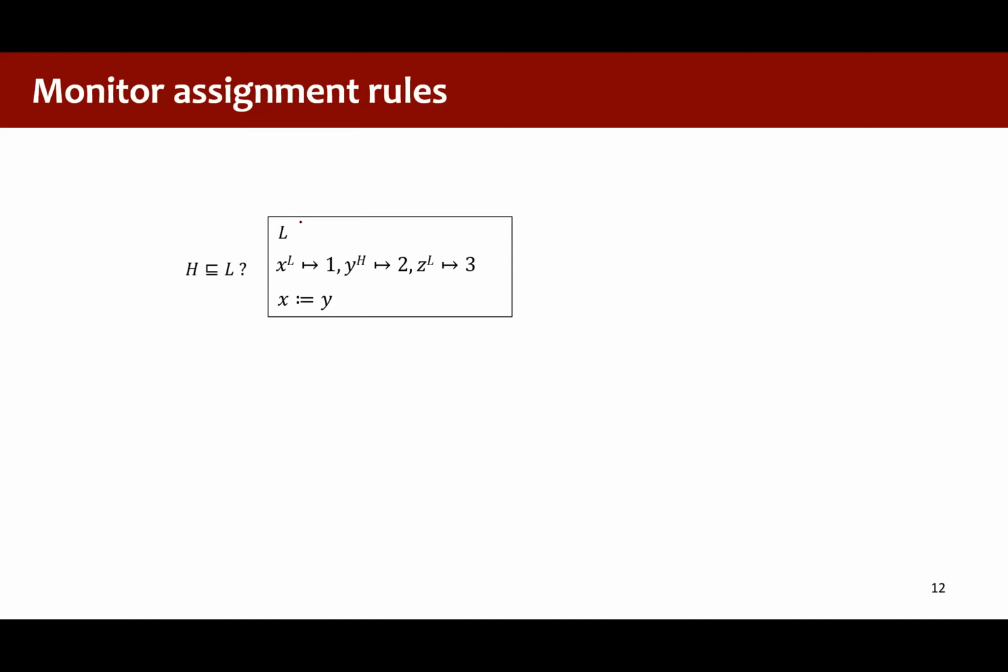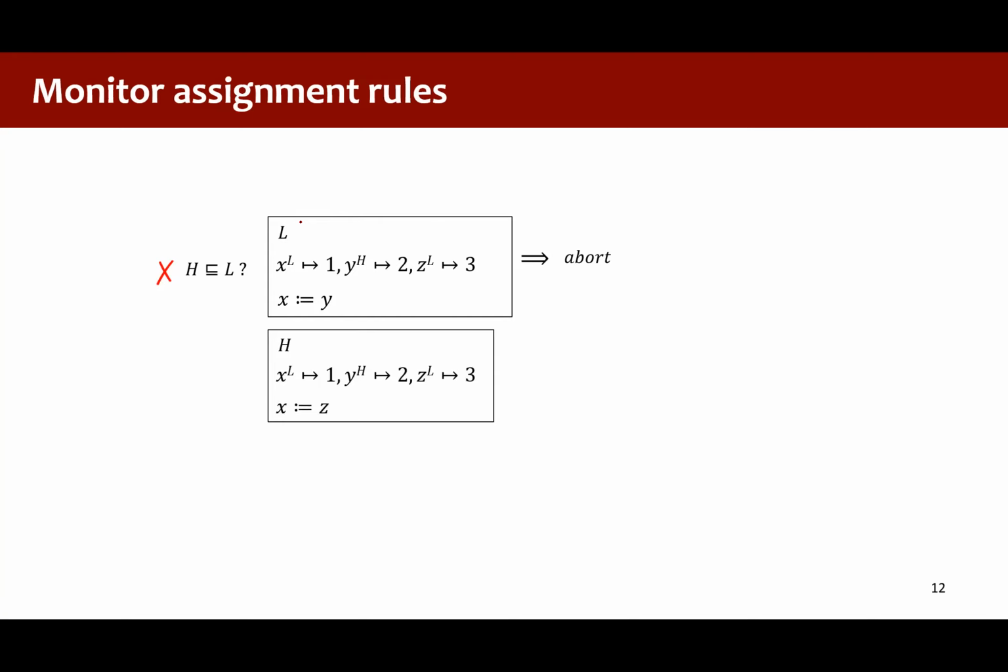So when this program executes, the monitor essentially asks the same question as the type system. Because there's an explicit flow, the monitor is going to ask, can Y flow to X? I look at Y's label, I look at X's label and do this comparison. Here it doesn't work. So the monitor is going to say, I'm going to abort the program, I'm going to stop now because you're about to leak information.